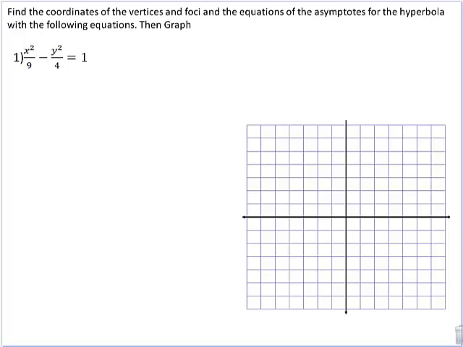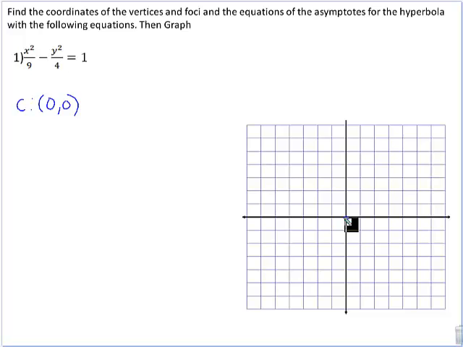But we're going to start off by doing the same stuff we did for an ellipse. So we're going to start out by thinking about where the center is. So where would the center here be? Yeah, 0, 0. So we see that the center here would be at 0, 0. So you're going to put a point at your center.